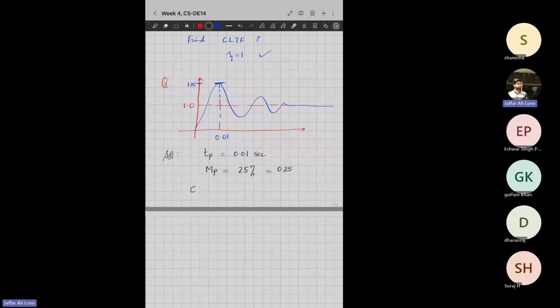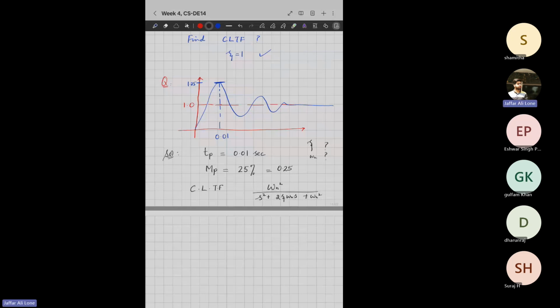So find the CLTF. You need to find this transfer function, omega n square over s square plus 2 zeta omega n s plus omega n square. Basically, you need to find zeta and omega n, because when you have zeta and omega n, you have the transfer function. Again, we have solved a similar type of question. The only trick here was to identify MP. MP is 0.25 here, not 1.25. If you take 1.25, then you are bound to make mistakes. Okay? Have you understood this? No need to solve this because you have solved it.